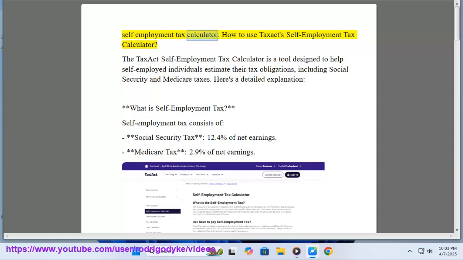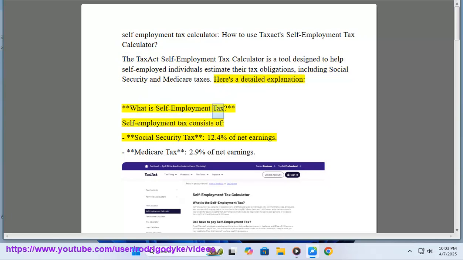Self-Employment Tax Calculator: how to use the TaxAct Self-Employment Tax Calculator. The TaxAct Self-Employment Tax Calculator is a tool designed to help self-employed individuals estimate their tax obligations, including Social Security and Medicare taxes. Here's a detailed explanation.